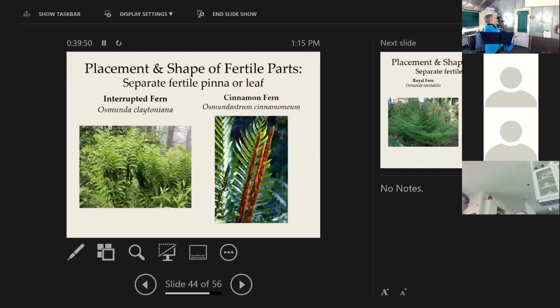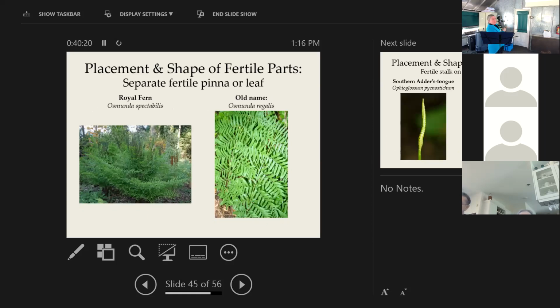But of course, not all ferns have their spore-bearing parts on the back of the frond. Look at this cinnamon fern, completely separate fertile frond with a cinnamon color. That's how it gets its name. Or the interrupted fern, where the fertile pinnae interrupt the sterile portions of the frond. I've had people say to me, is that fern sick? It looks like the leaves are drying up in the middle. I said, no, it's doing what comes naturally.